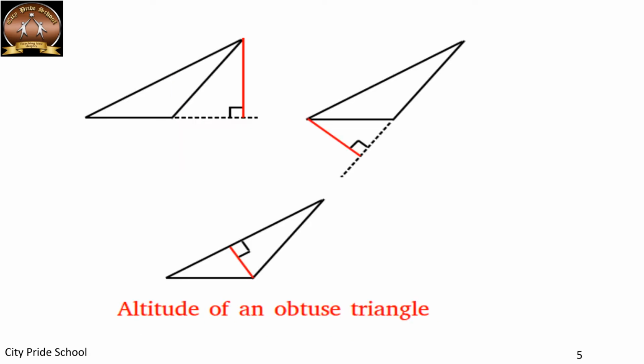Now children, we will see what about altitude of an obtuse angle triangle. As you can see in the figure, in an obtuse angle triangle, the altitudes dropped from the acute angle vertices always lie outside the triangle. Can you see where is the altitude? Altitude most probably lie outside of this triangle, right?